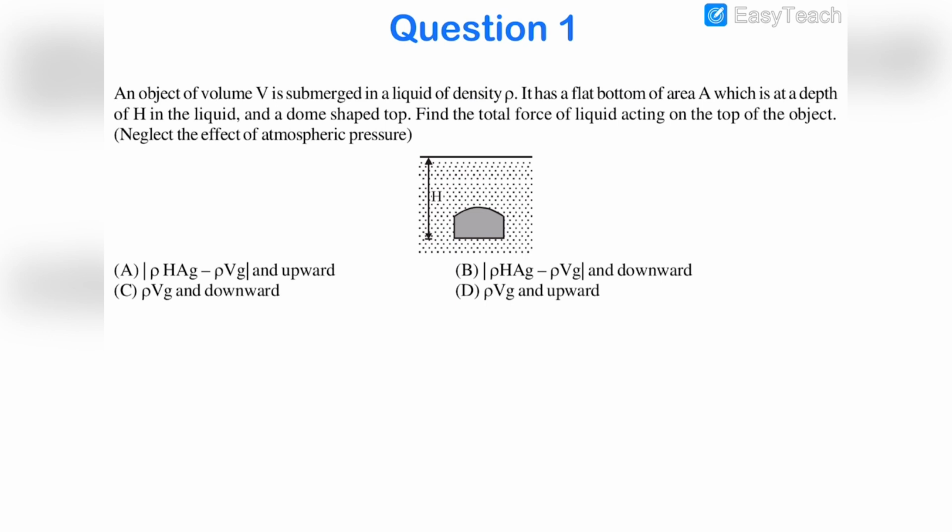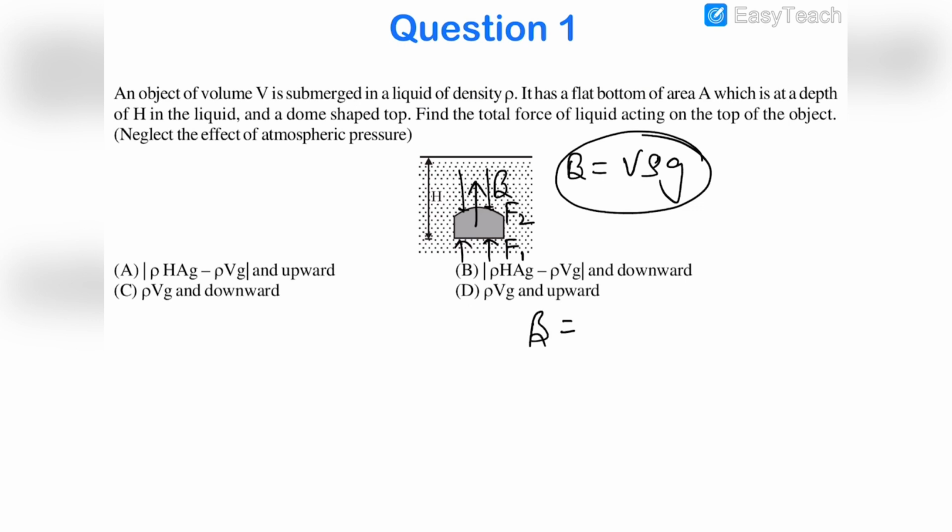So we know that the buoyancy acting on this object will be V rho g, obviously, and the force applied by the liquid on the bottom is F1 in the upward direction, and the force applied by the liquid on the top is F2 in the downward direction, and obviously F1 is greater than F2. So buoyancy, which is also the resultant of these two forces, can be written as F1 minus F2, and therefore F2 can be written as F1 minus buoyancy.